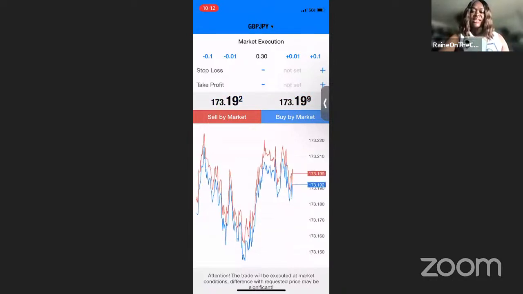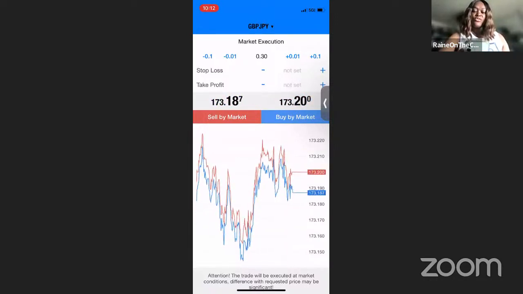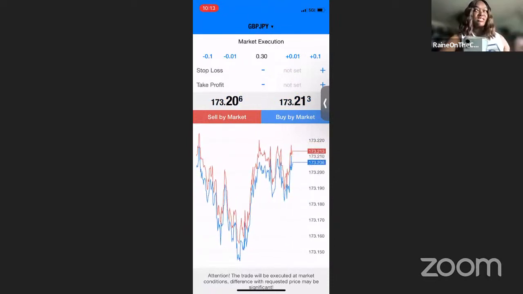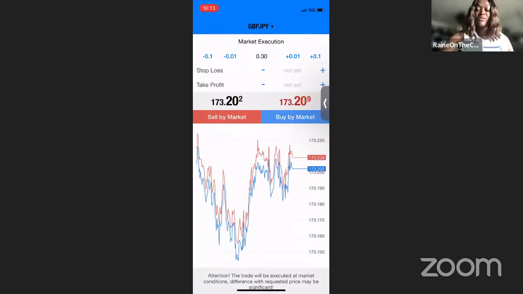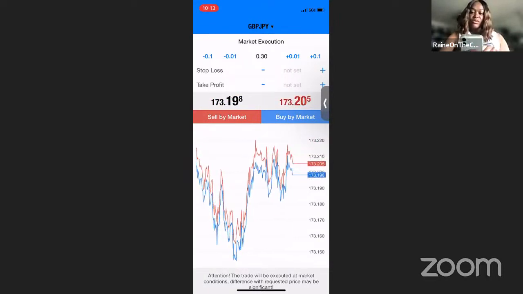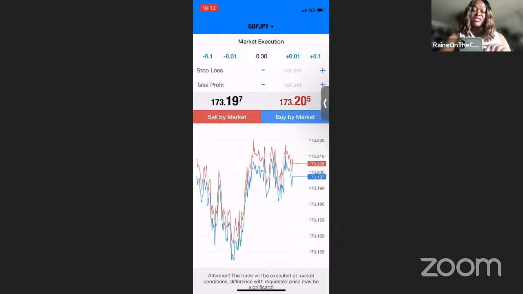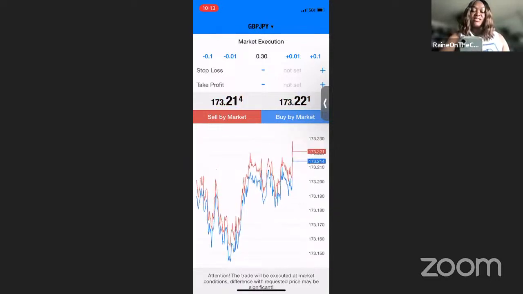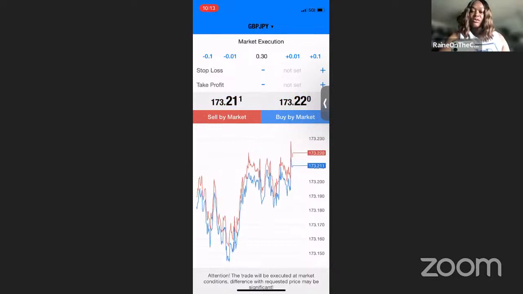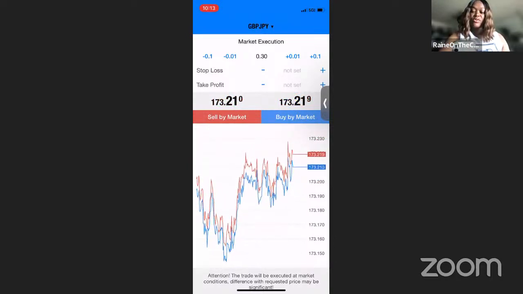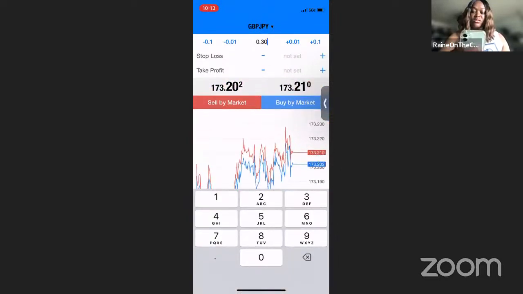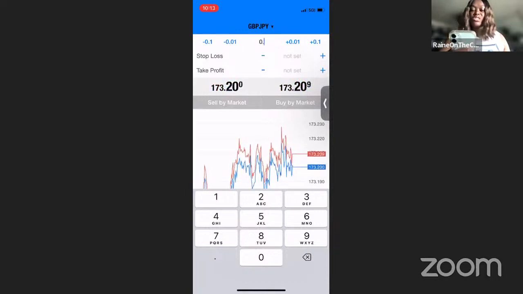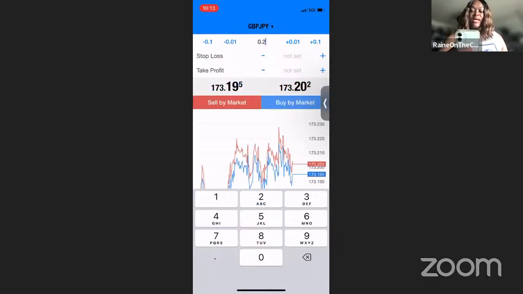So say we were going to enter for a sell, or we were going to go short. Short is another word for selling when it comes to the trading space. You have that red button that you will press. But before you do that, you want to make sure you have the right lot size. So right now it's on 0.3. To change the lot size, you can delete that. I'm going to just do 0.2 right now.